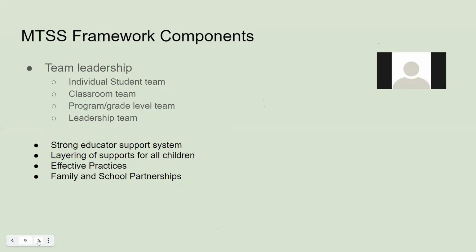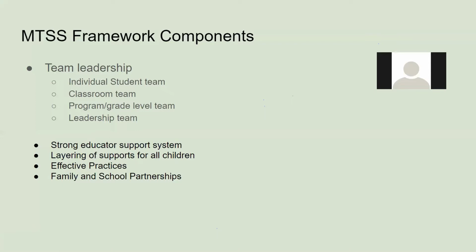And then team leadership breaks down even further into 4 different types of teams. You would want to consider having each type in place as you are developing your multi-tiered systems of support. First, an individual student team, which would consist of teacher, parent, and child. Second, a classroom team, which would consist of the teacher in the classroom, the children in the classroom, as well as any other folks that you collaborate with to create an environment that is inclusive and equitable.